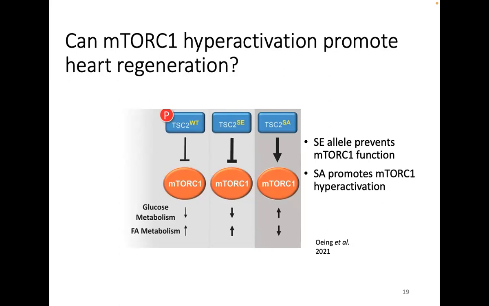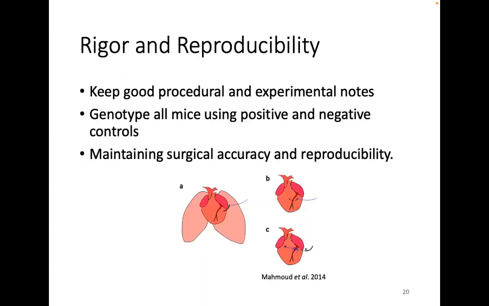So the neonates will prioritize fatty acid metabolism compared to glucose metabolism. The one that we're really interested in is this TSC2-SA allele, which we believe can hyperactivate mTORC1, that our collaborators showed after cardiac injury would increase the reliance on glucose metabolism, therefore reversing that metabolic switch and leading to hopefully heart regeneration.